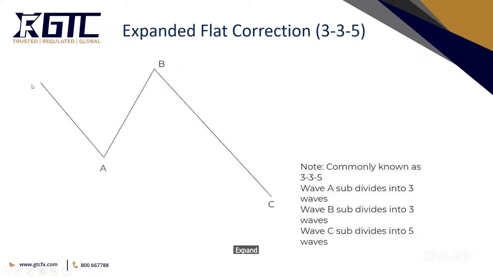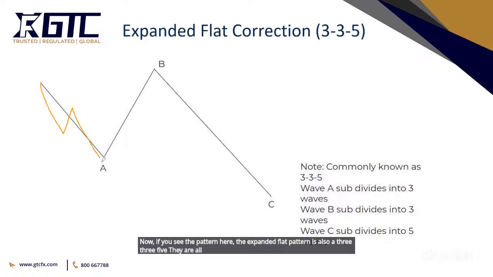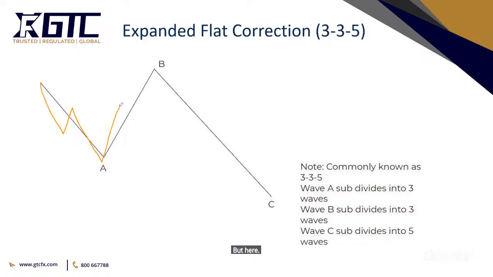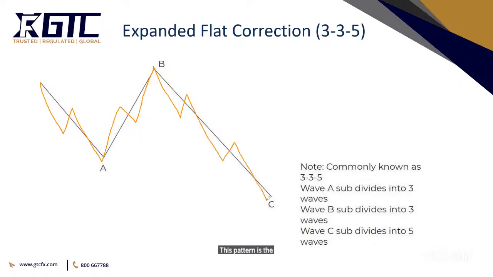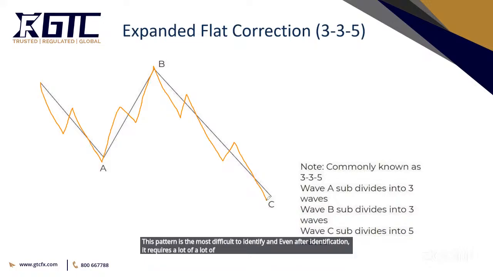Expanded flat. Now, if you see the pattern here, the expanded flat pattern is also a 3-3-5. They are all 3-3-5s only, but here, did you notice the difference between where B is ending? Here, wave B is ending above the initial point of wave A. This pattern is the most difficult to identify, and even after identification, it requires a lot of confidence to trade, and it is called a trader's nightmare.